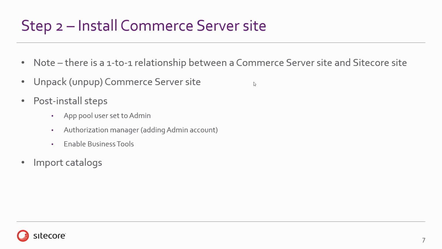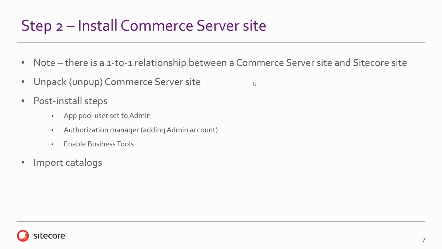Okay, so for step 2, what we're going to do now is install the Commerce Server site itself. One small note here: there is a one-to-one relationship between a Commerce Server site and a Sitecore site. I should point out that you can have Sitecore Commerce powered by Commerce Server and Sitecore Commerce powered by Microsoft Dynamics installed on the same server, and it's the same Commerce Server installation. You install that once, but then you would install a separate Commerce Server site for Dynamics AX and a separate Commerce Server site for Sitecore Commerce Server. And then each of those are pointing to separate Sitecore instances.